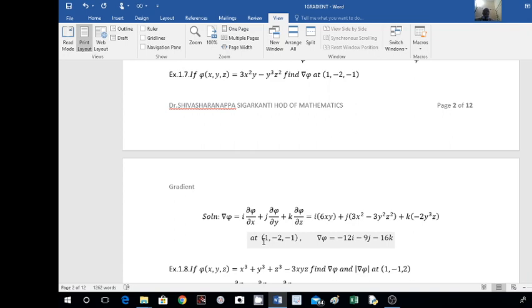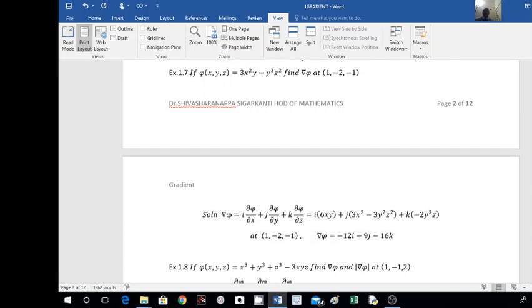Now at the point (1, −2, −1), put x equal to 1, y equal to −2, z equal to −1. We get ∇φ equal to −12i − 9j − 16k. Coming to the next example.